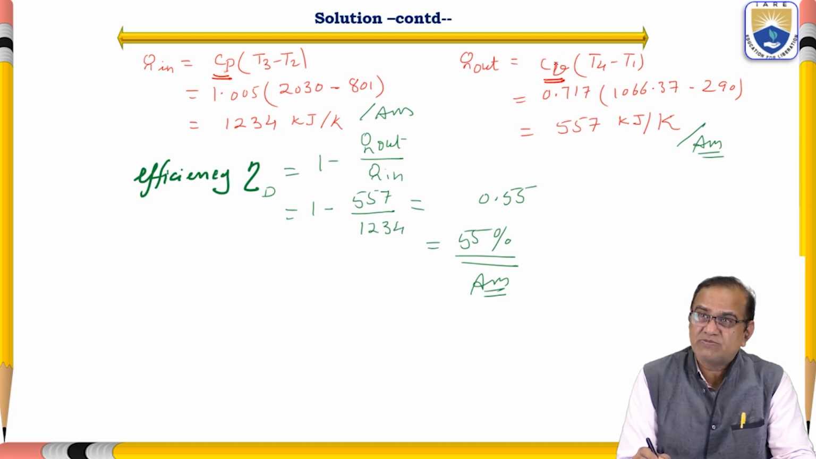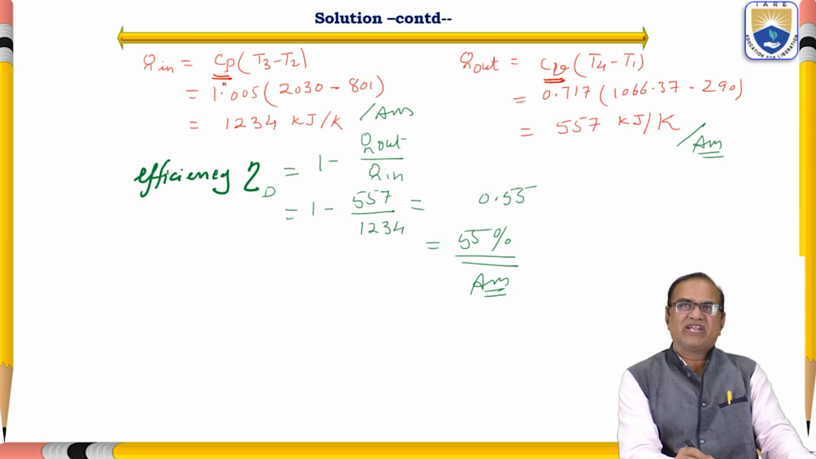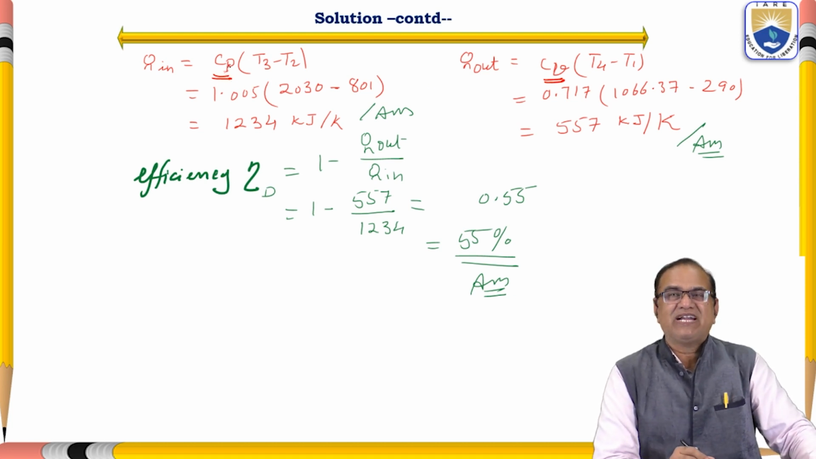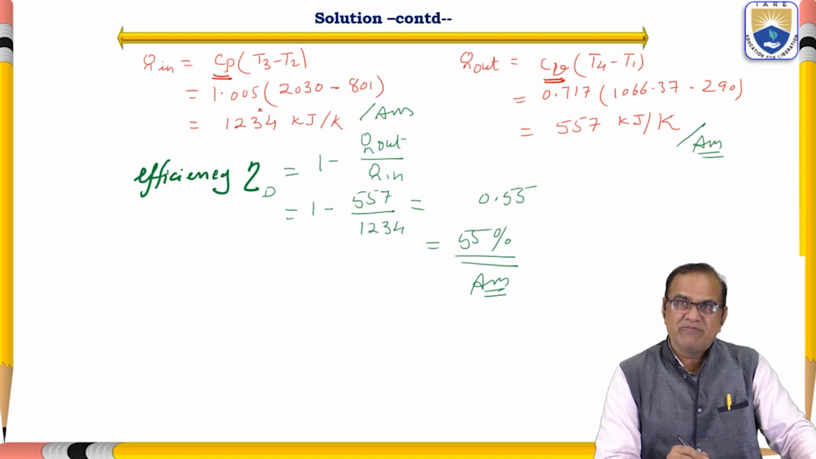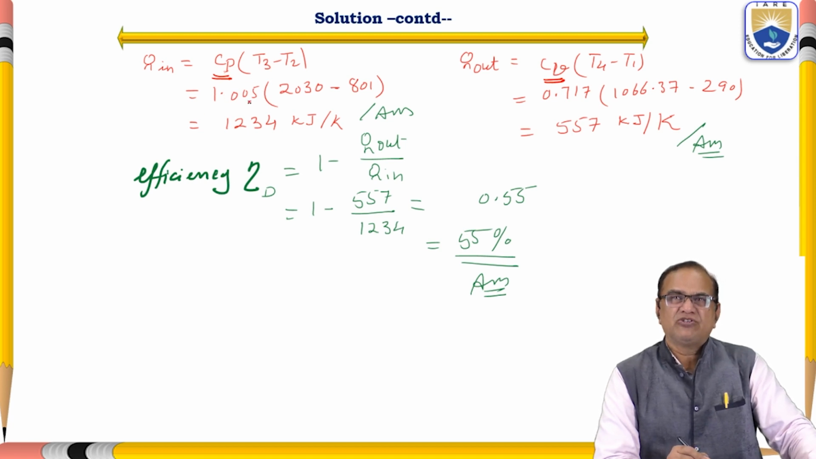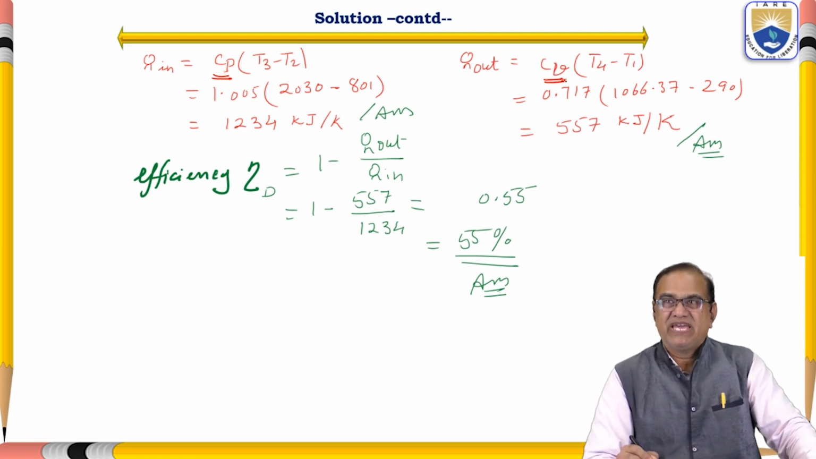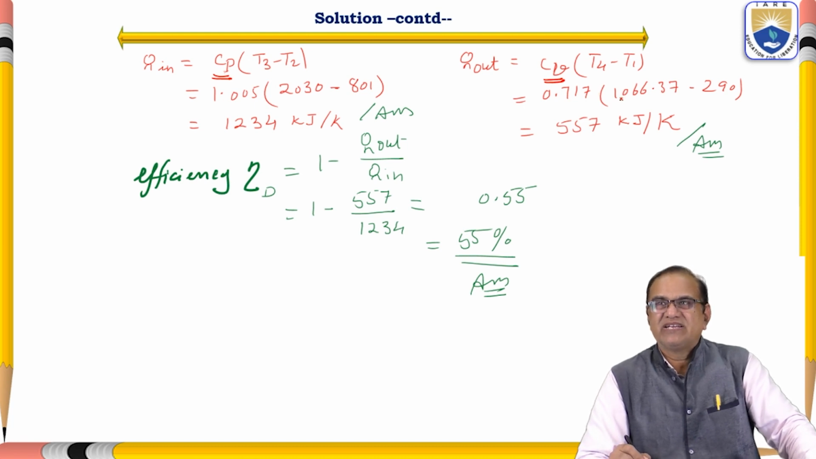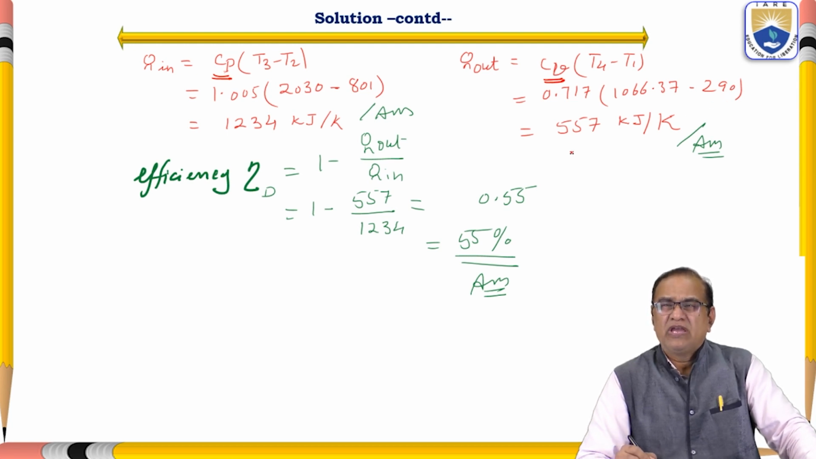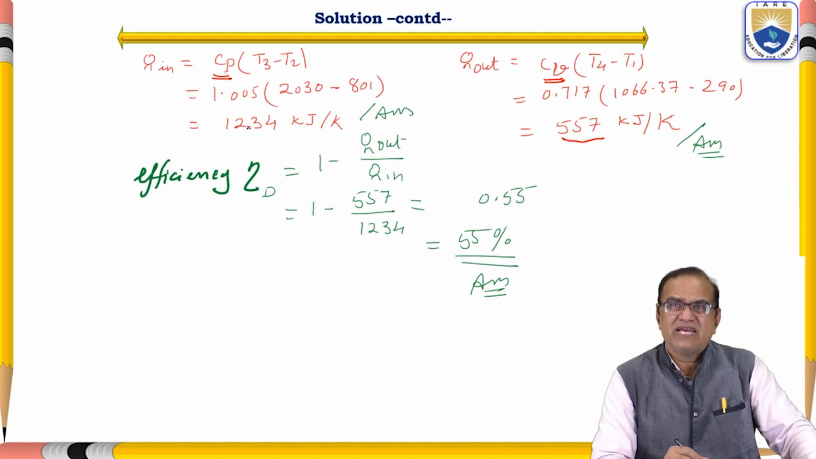So for heat addition we use specific heat at constant pressure, and for heat rejection we use specific heat at constant volume. We should remember that for air Cp is 1.005, and for air the Cv is 0.717 kilojoule per Kelvin. That we have to understand. So here 1066.37 minus 290, so here we will get 557 kilojoule per Kelvin, and here 1234 kilojoule per Kelvin.